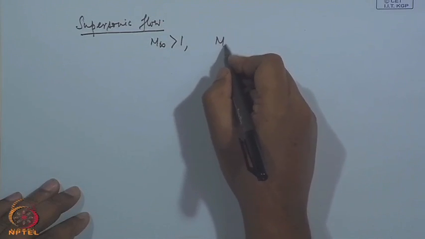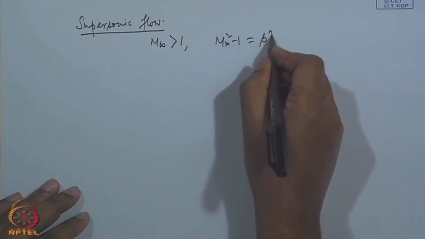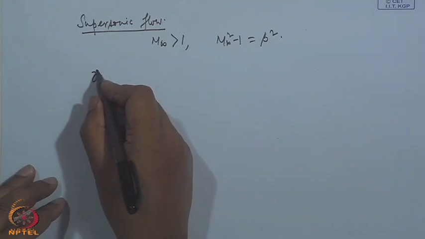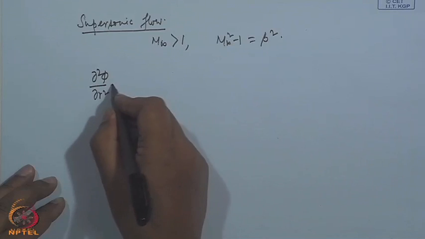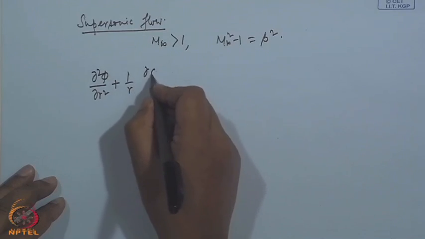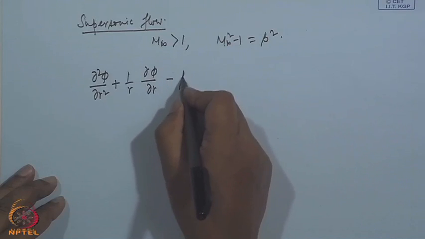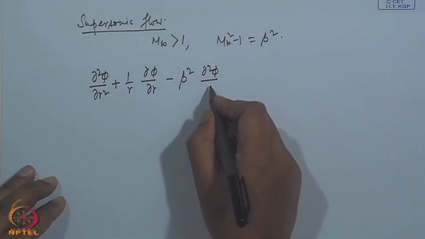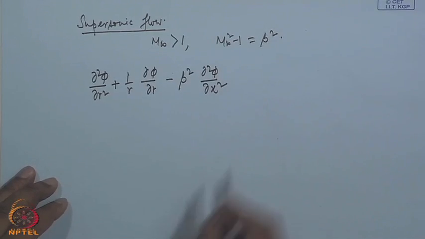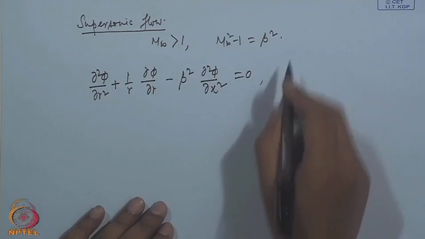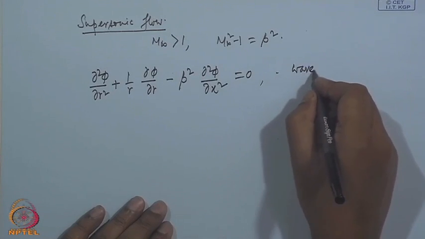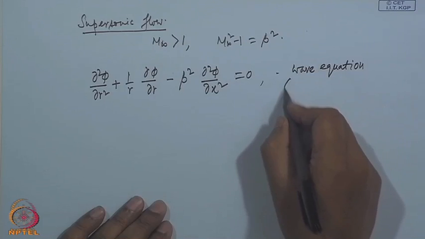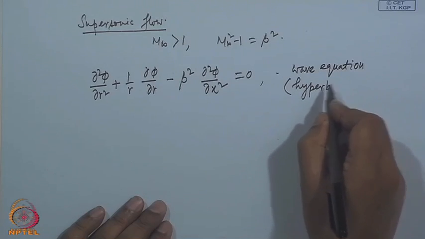And we will consider now m infinity square minus 1 equal to beta square. So, the governing equation considering the axisymmetric case is d 2 phi d r square plus 1 by r d phi d r minus beta square d 2 phi dx square equal to 0. This happens to be the wave equation in cylindrical coordinate system, and which is a hyperbolic partial differential equation.